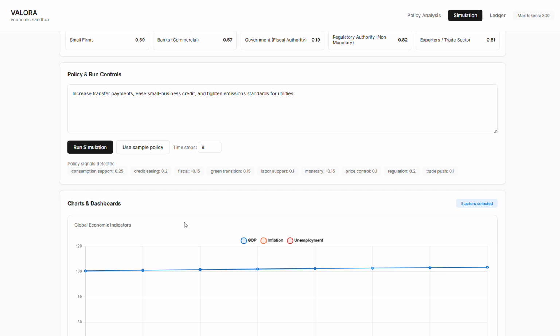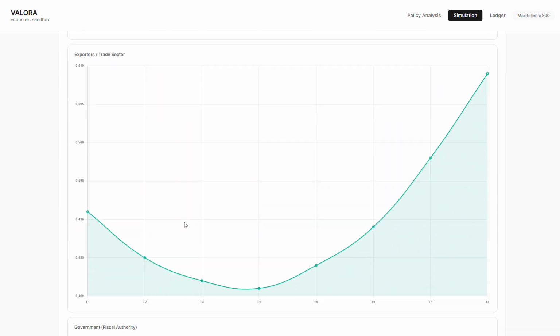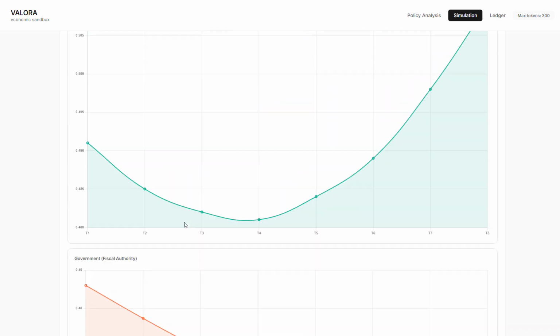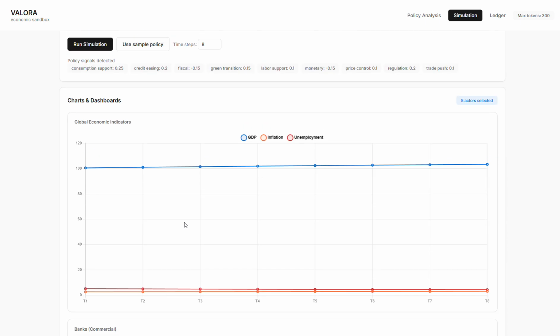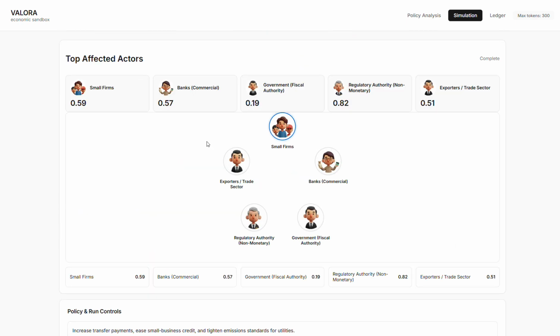You can also see charts and dashboards for the trends over time with the parameters based on which the actors get affected. And we also have a scenario for producing a shock, which is an unprecedented scenario in our economy. For example, the effect of COVID or any other scenario which cannot be accounted for would be called a shock, and we can also simulate that in our economic sandbox.